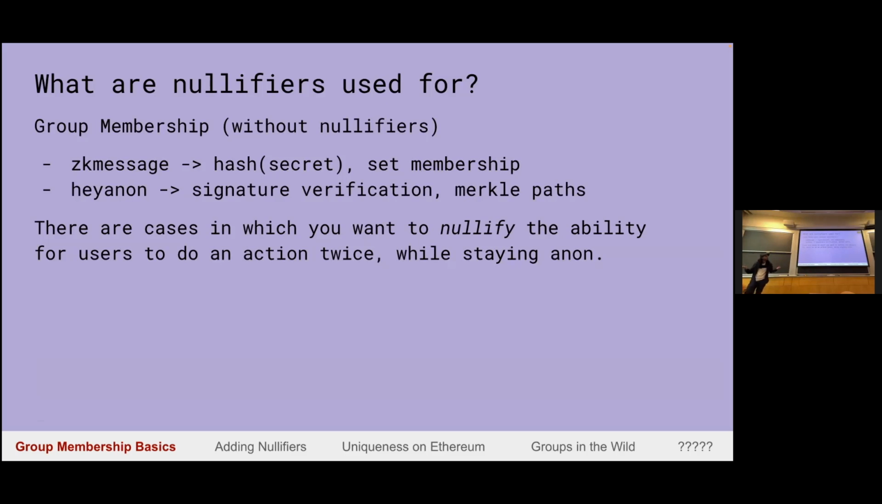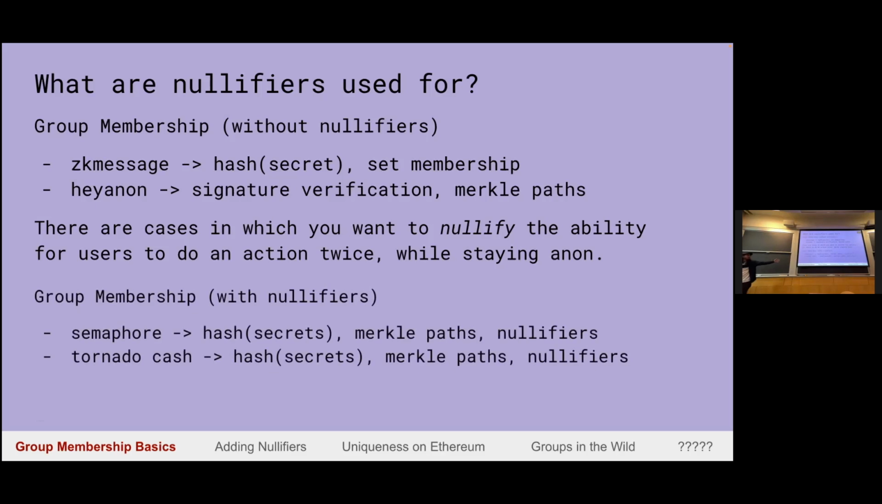And this term was coined by Zcash many years ago. Same people that made Halo2 and the various flavors of Plonk that we've seen the last week or so. And what does a nullifier mean exactly? There are cases in which you want to nullify the ability for users to do an action twice while staying anonymous. And so the idea is that you can publish this value, which is this nullifier, that stops someone from acting with a protocol twice and keeps them anonymous. OK, so we'll try to go over these two constructions of Semaphore and Tornado Cash and explain how exactly nullifiers work.